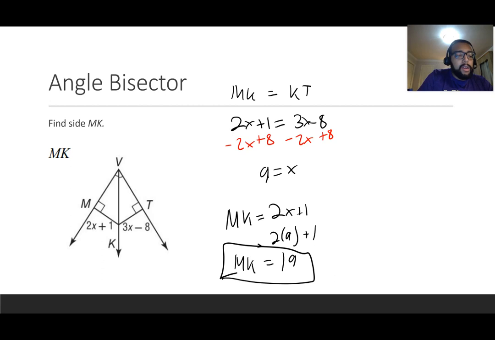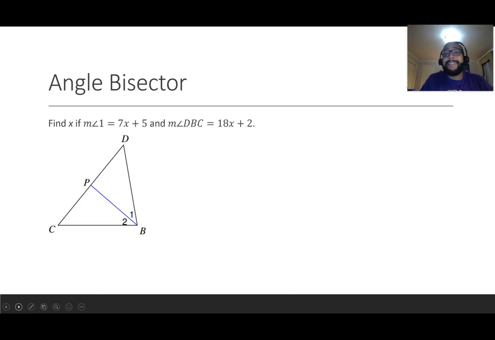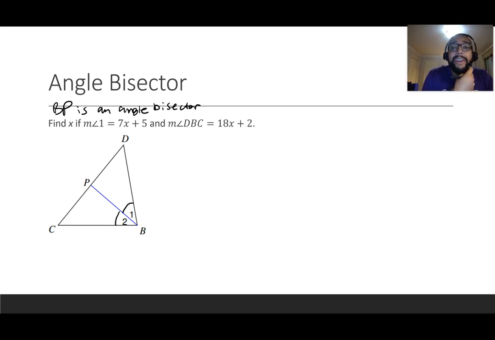Perfect. And then our final question for this video is an angle bisector question. Try to get familiar with this because you'll see something very similar on the post test. Find x if measure 1 is 7x plus 5 and measure DBC is 18x plus 2. And I didn't include this on here, my bad. I meant to also include on here that BP is an angle bisector. That's important and big because that tells us that those two angles are equal.